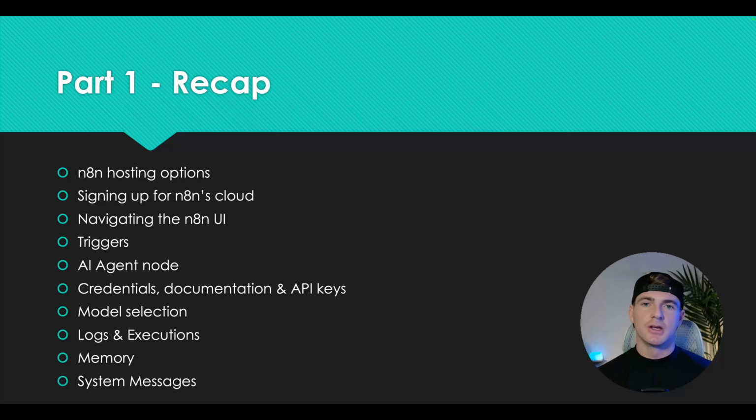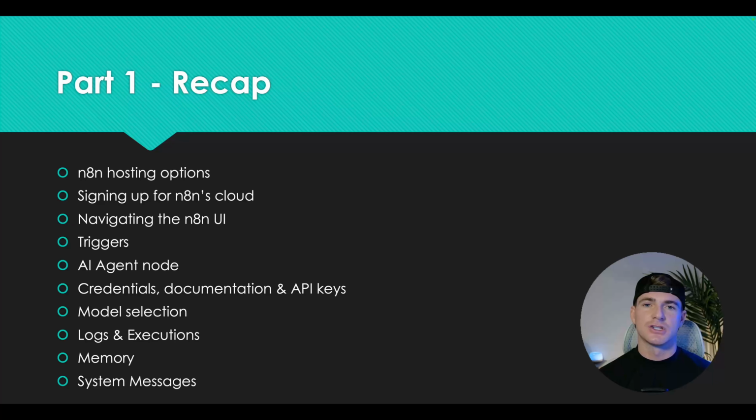We then covered memory. So memory is what gives our AI agent the ability to remember what we've said to it. And if you didn't watch part 1, I used the example of telling my AI agent when my birthday was. I then asked it when my birthday was and it couldn't tell me. So we then added memory and that resolved that. So any AI agent needs to have memory. If it doesn't, it's effectively useless.